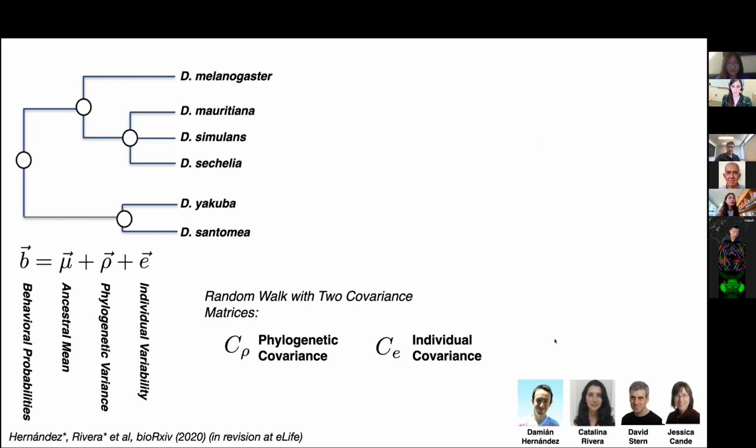And so what we did, and really this is the work of Damian Hernandez and Catalina Rivera, two very talented postdoc and grad students who were working with me on this, we were able to map how behavior was changing across this phylogeny by essentially fitting two covariance matrices. One is a covariance matrix of how things are moving together, and another is how we would predict behavior to stay the same within a species. And what's really interesting, what I'm going to focus on here, is the second part.